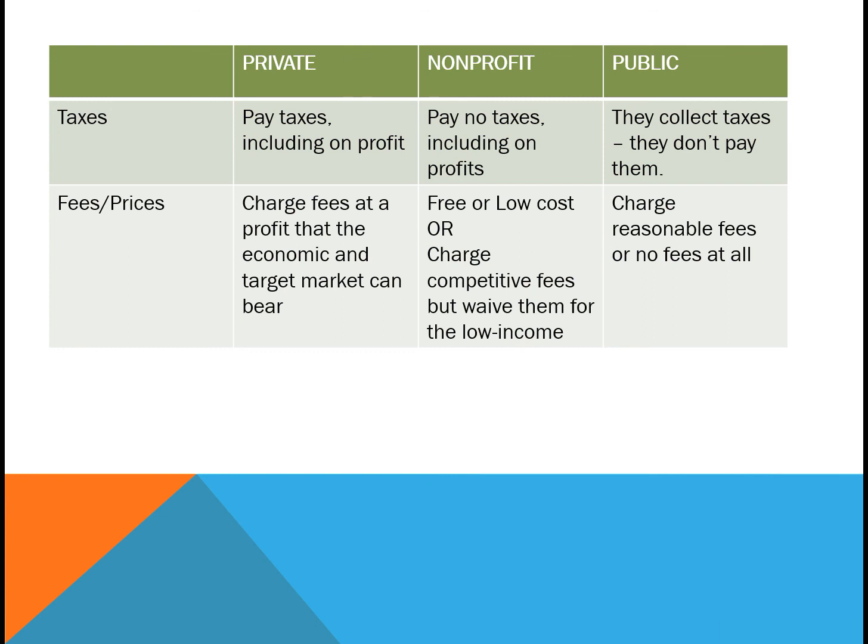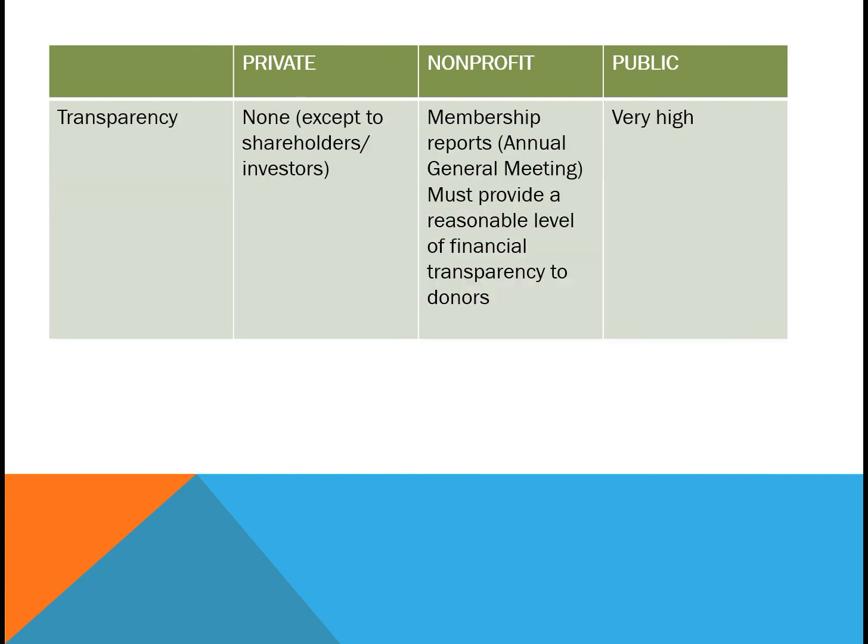The fees and pricing structures differ between the three sectors. In the private sector, they charge fees at a profit, and how they determine that is what the economy and target market can bear. In the not-for-profit sector, services might be free or very low cost, or they might charge competitive fees but waive them for people who are low income. And the public sector basically charges reasonable fees or no fees at all, usually just to cover costs like operating costs and program costs.